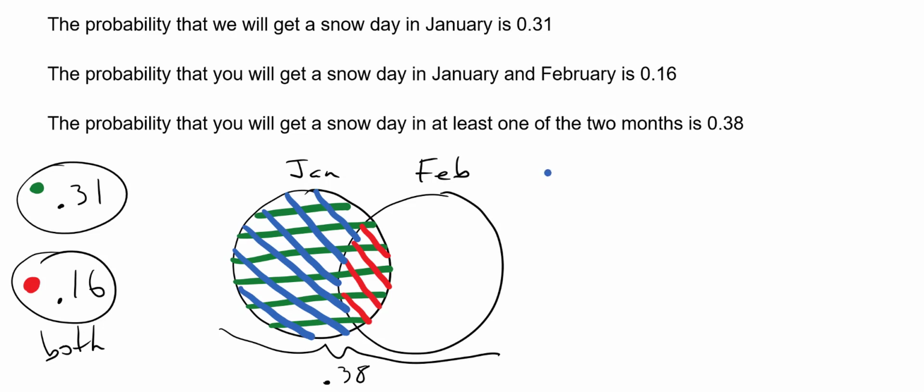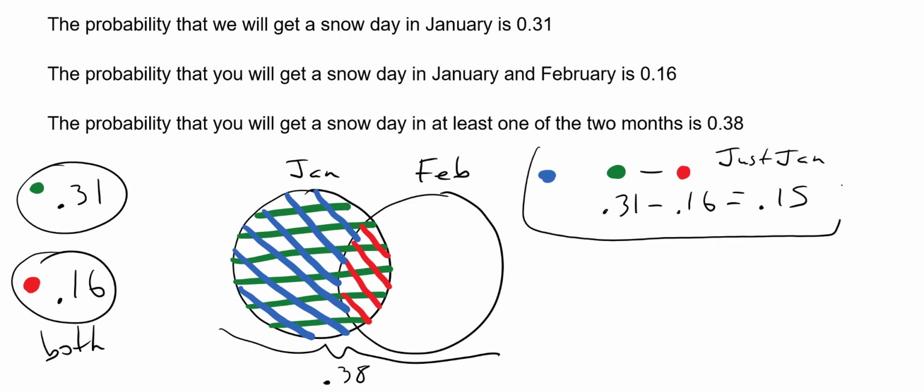It's just January. So put a little dot there. And do you guys agree it's the green minus the red? The green minus red is just that part of the January. So it's the green minus the red, which is going to be 0.31 minus 0.16, which is 0.15. Okay, and that is just January. So that's what the blue is.